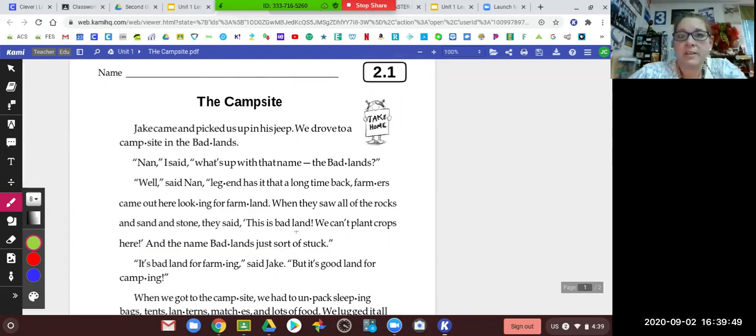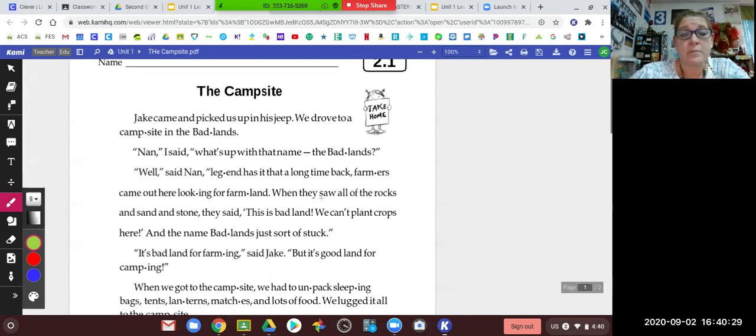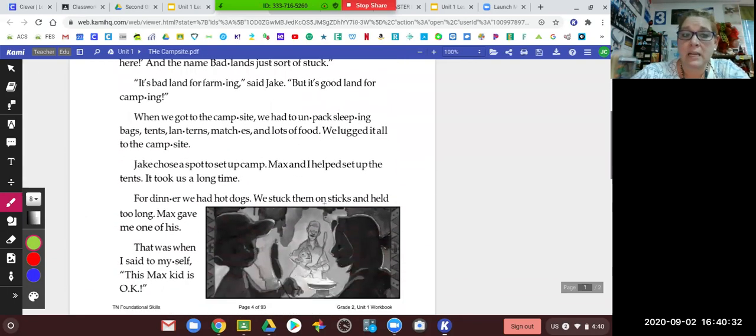So the story is called The Campsite. Jake came and picked us up in his Jeep. We drove to a campsite in the Badlands. Nan, I said, what's up with that name, the Badlands? Well, said Nan, legend has it that a long time back, farmers came out here looking for farmland. When they saw all of the rocks and sand and stone, they said, this is bad land. We can't plant crops here. And the name Badlands just sort of stuck. It's bad land for farming, said Jake, but it's good land for camping.